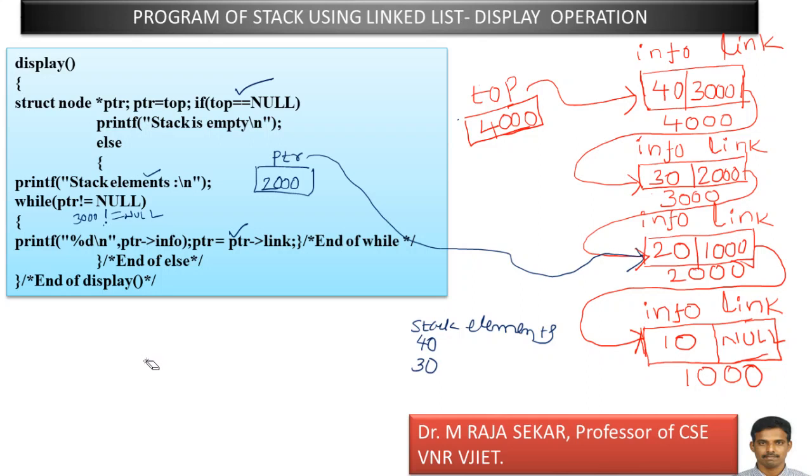After updation, where will we go? Again you must go back. Where can I go back? Just see, this one is updated. Again I must go back. PTR not equal to null. What is my PTR value? My PTR value is 2000.